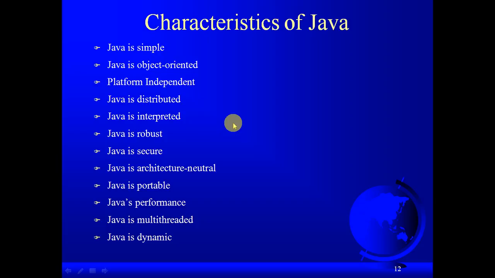Java is robust and secure. How it is secure, we'll come to know that later. Architectural neutral means it will not depend on software and hardware. Java is portable, meaning in any environment, small or huge, it will fit. What is the performance of Java? Java does not require much environment, unlike .NET, it will not occupy much system space, so the performance will be good. Next one is Java is multi-threaded.